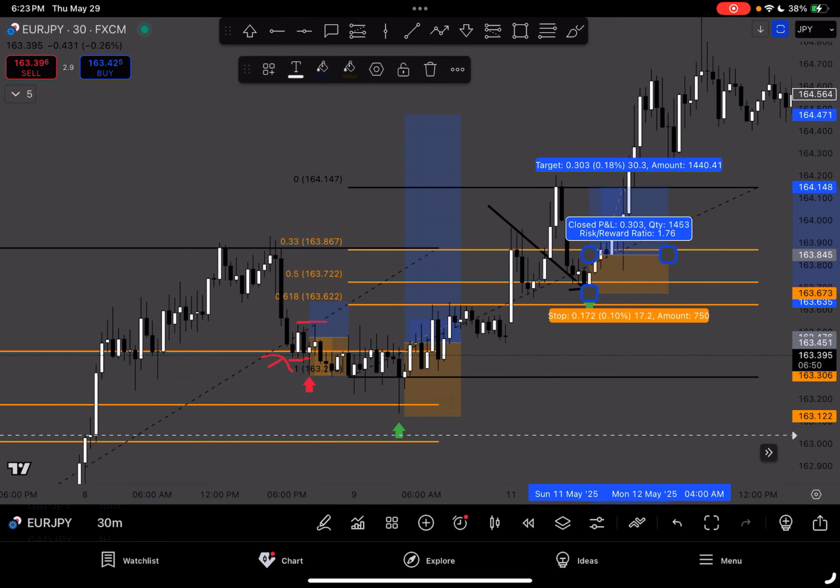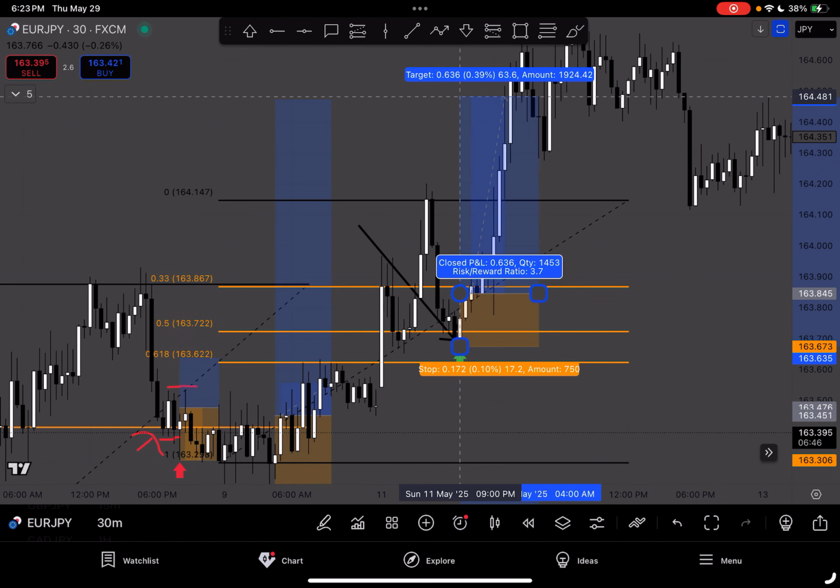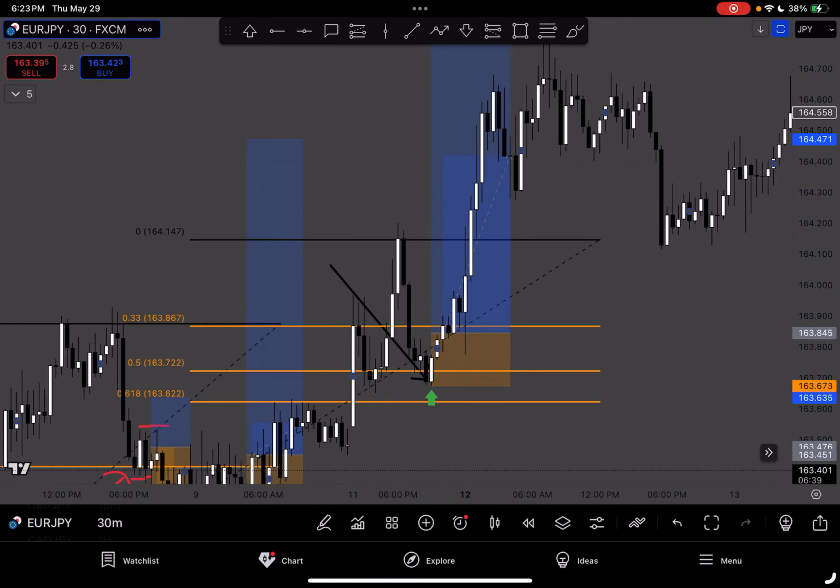Again, TP1 is the high. That's a 1 to 1.7 automatically smashed. Going for a 1 to 3, that got smashed too, and the market kept going for a 1 to 5 before it actually turned around. You probably would have been able to squeeze a 1 to 6 risk to reward out of this trade. And it's literally rinse and repeat over and over again.